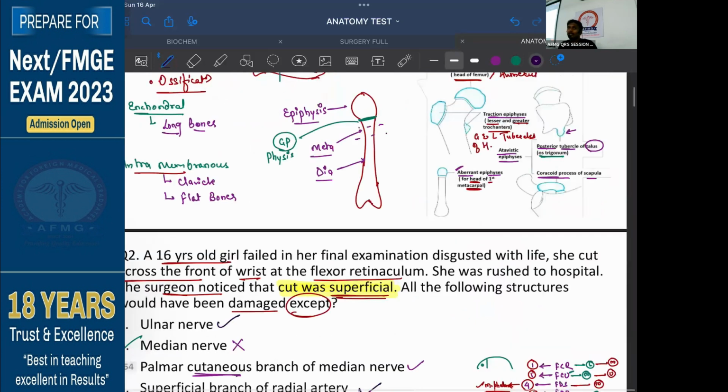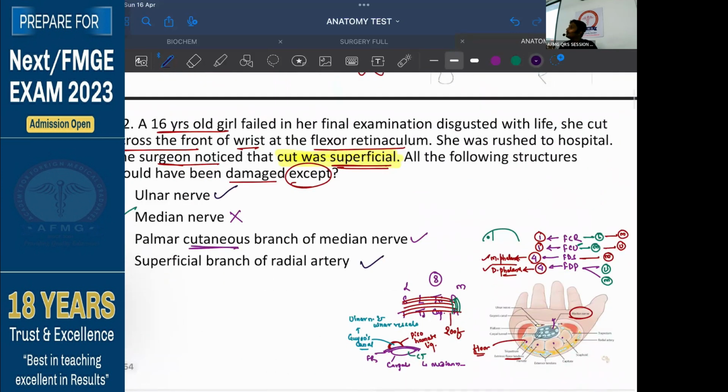No issues with this, anybody? So it is just the carpal tunnel, Guyon's canal syndrome wala question, but just modified in a different version. Okay, so that's the important thing. So Guyon's canal syndrome agar wo bolte hai, so which nerve is compressed? Ulnar nerve or the ulnar vessels. Agar wo bolte carpal tunnel syndrome, which nerve is compressed? It is the median nerve.